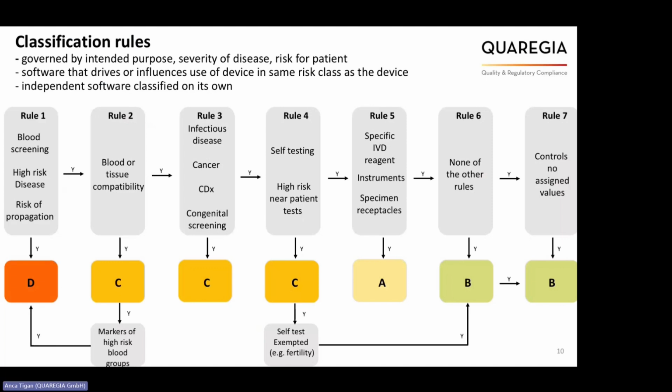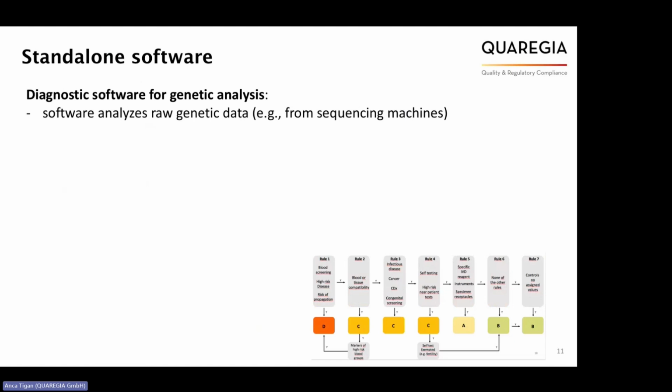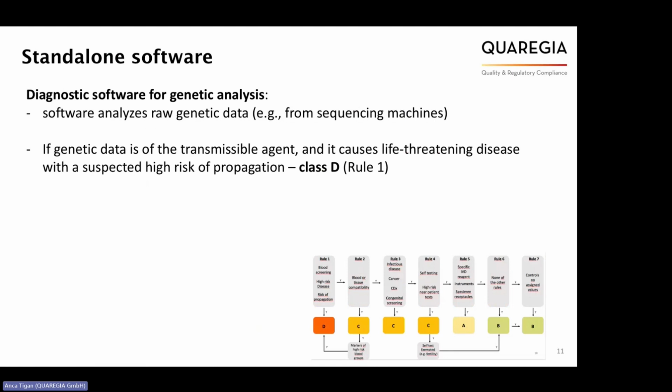So let's go into a few examples and see how these classification rules could be applied when it comes to software. And we would start with standalone software as an example. For this, I have taken a diagnostic software for genetic analysis. What I mean by this is that this would be a software that analyzes raw genetic data that comes from sequencing machines. And here, as I said, this really depends on the intended use of the analysis and of the software and of the severity of the disease.